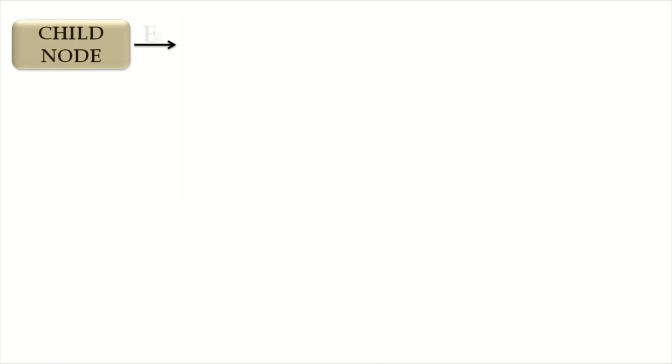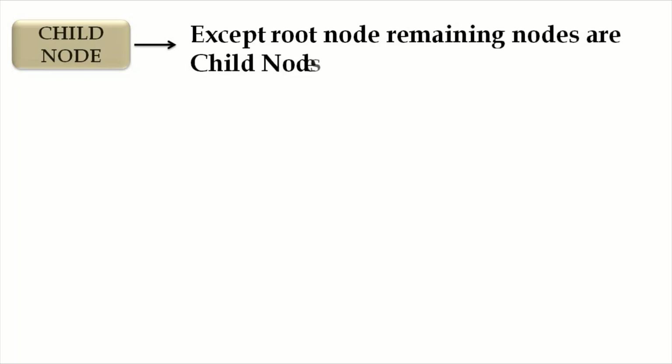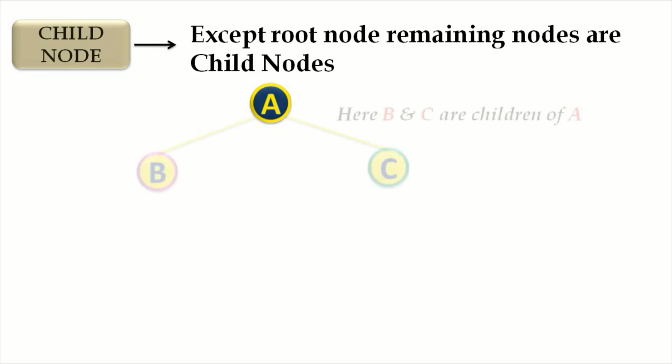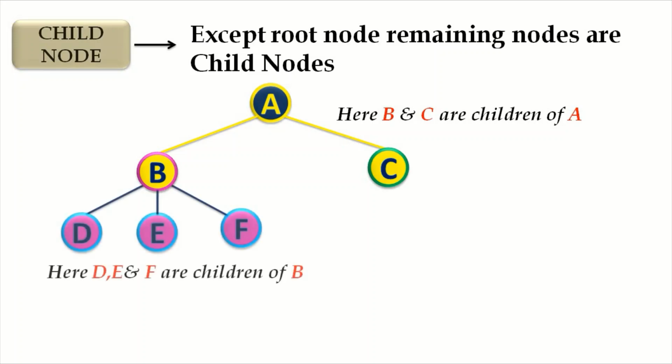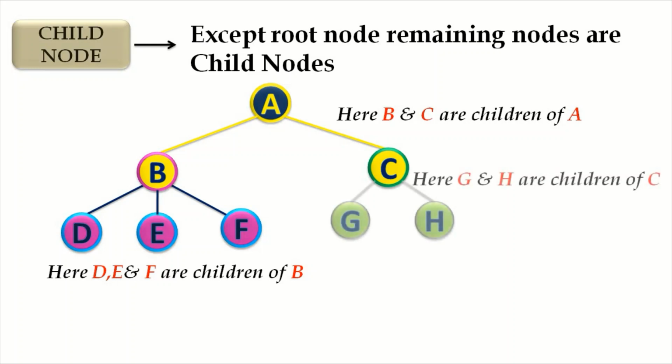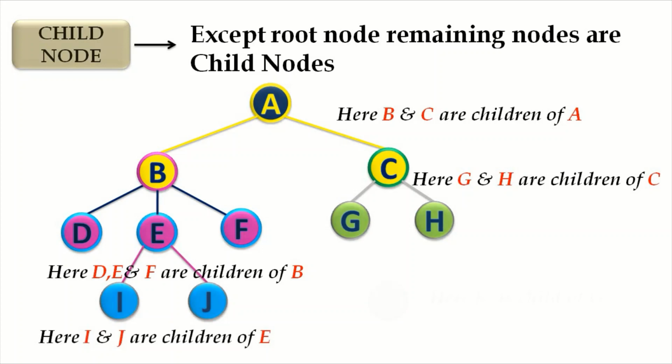Next, child node. Except the root node, the remaining nodes are all called child nodes. So let us identify the child nodes in a tree. A is a root node which is not a child node. B and C are the children of A. So B and C are the child nodes. D, E, F are the child nodes of B. G, H are child nodes of C. I and J are the child nodes of E. Here K is a child of G.